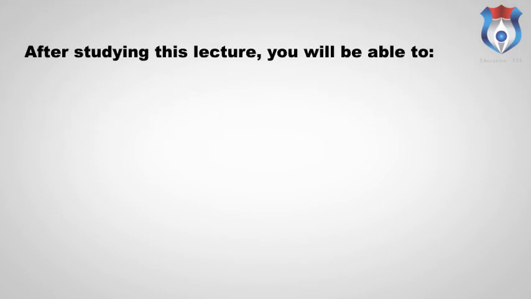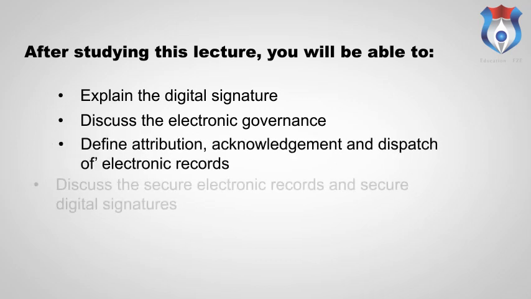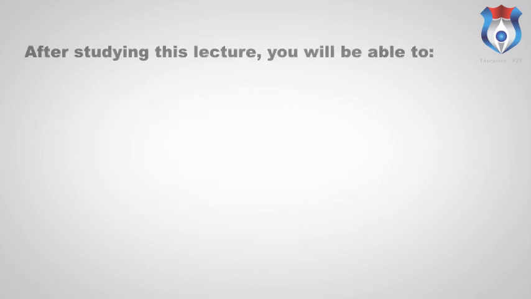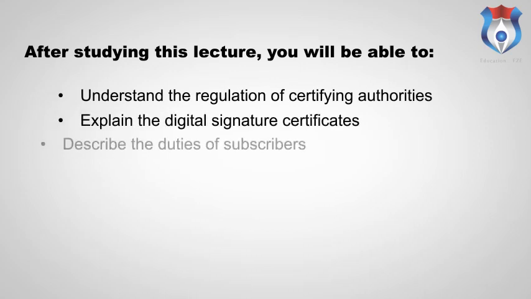After this lecture, you will be able to learn the following objectives. Explain the digital signature, discuss the electronic governance, define attribution, acknowledgement and dispatch of electronic records, discuss the secure electronic records and secure digital signatures, understand the regulations of certifying authorities, explain the digital signature certificates, describe the duties of subscribers.